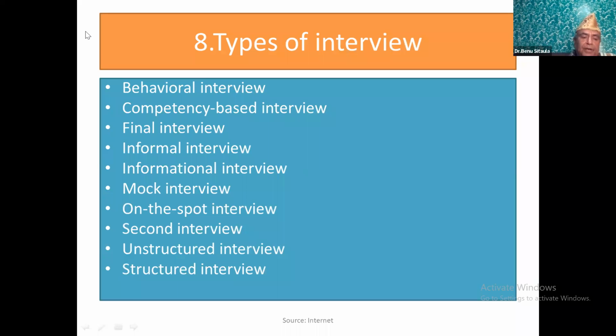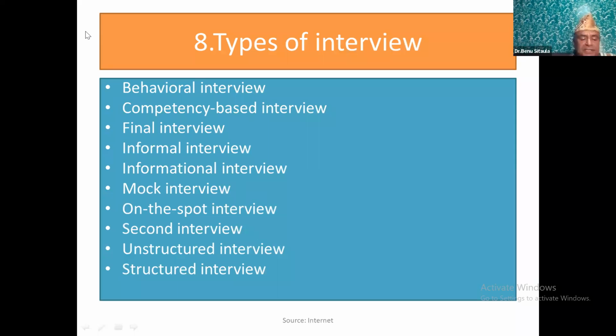And the informal interview. An informal interview is more laid back and less structured than a typical interview. This usually takes place during the initial screening process when recruiters want to get to know you better. This casual conversation usually takes place at a coffee shop or another less formal setting. So this is known as an informal interview.